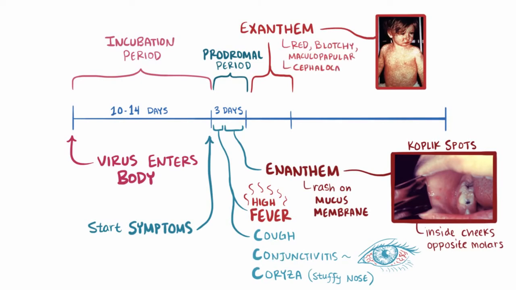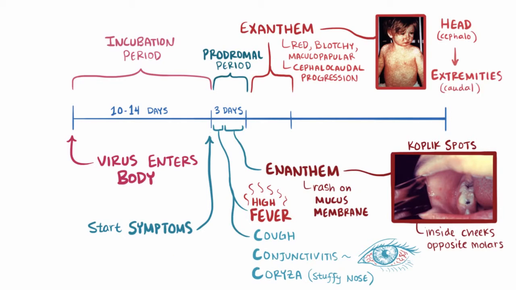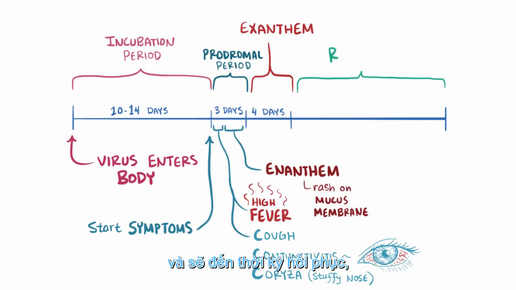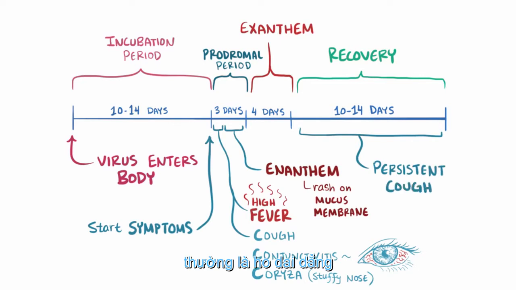In other words, the exanthem starts at the head, or cephalo, and spreads to the extremities, or the ends of the body, or caudal. This rash fades after about 4 days, and leads into the recovery phase, which can last for another 10 to 14 days, with the final symptom usually being a persistent cough.